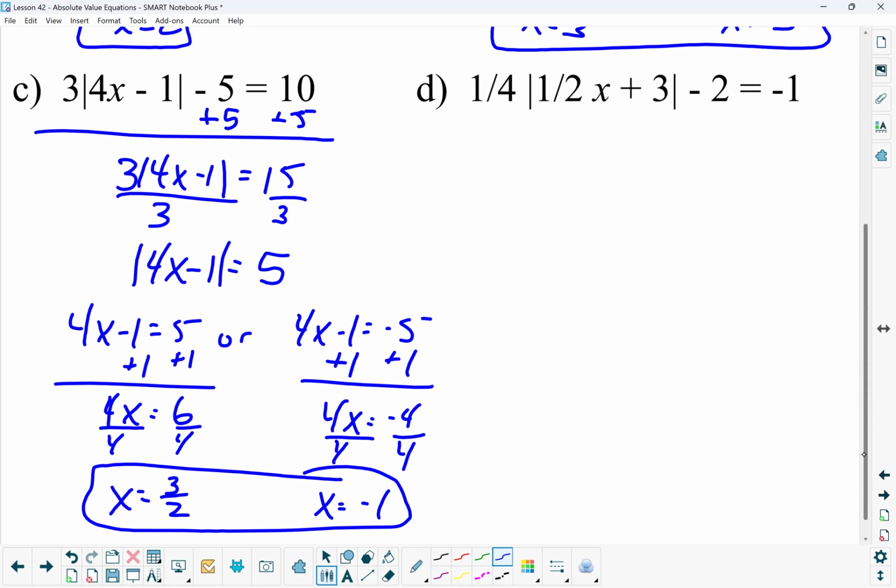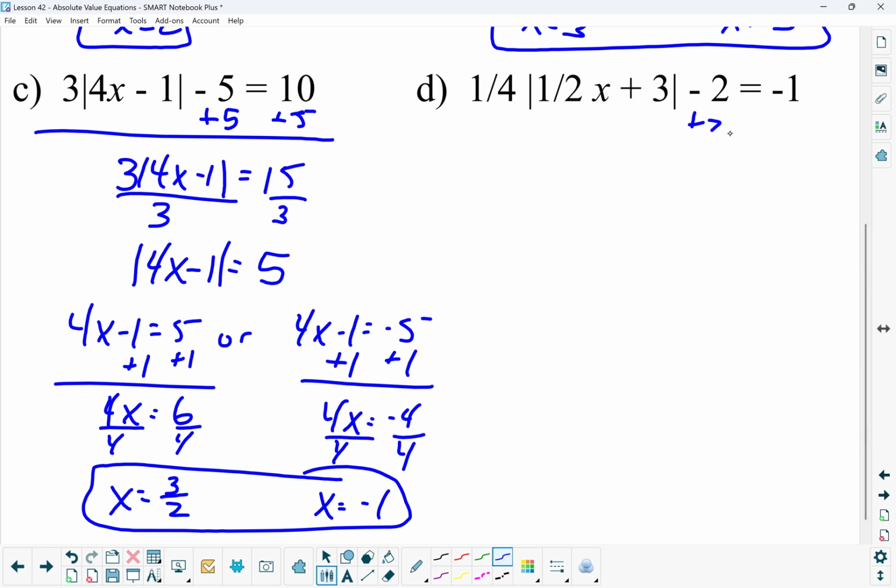Letter D, 1/4 times the absolute value of 1/2 x plus 3 minus 2 equals negative 1. Here, the equation equals negative 1. However, the absolute value isn't by itself, so you cannot just say no solution. We need to get the absolute value isolated first. If it's still equal to a negative, then we have no solution.